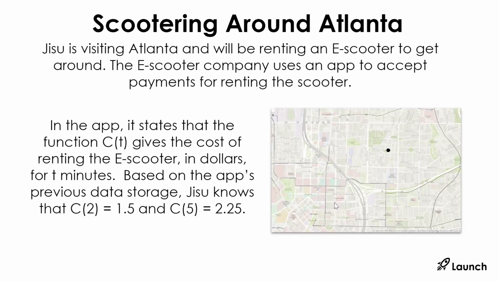Okay, so Jisoo is visiting Atlanta and will be renting an e-scooter to get around. The e-scooter company uses an app to accept payments for renting the scooter. In the app, it states that the function C of t gives the cost of renting the e-scooter in dollars for t minutes. So based on the app's previous data storage, Jisoo knows that C of 2 is 1.5 and C of 5 is 2.25.